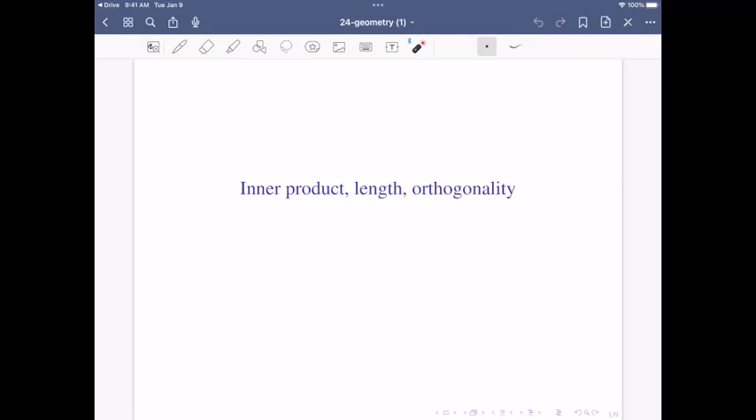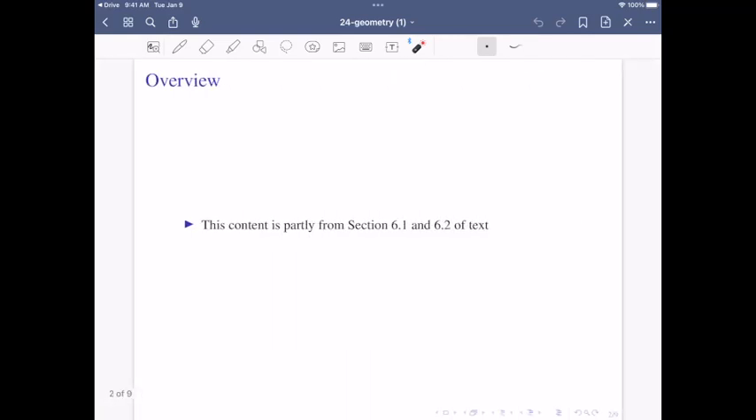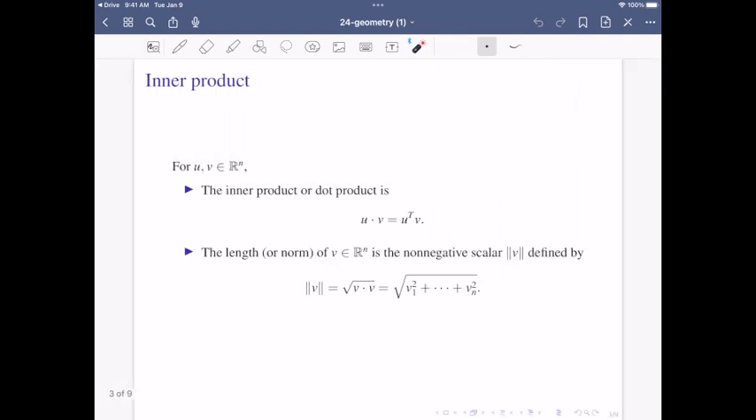Inner product, length, orthogonality. This is from 6.1 and 6.2. We first define inner product. So we have u and v, both from n-dimensional column vectors. Now we can define the operator dot, or inner product. So u dot v is equal to u transpose v.